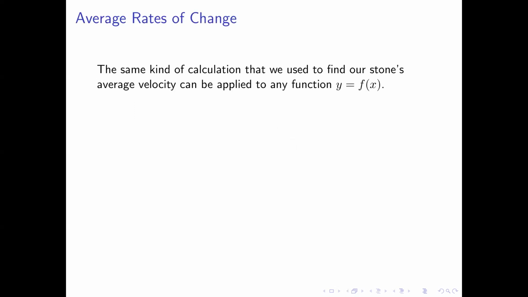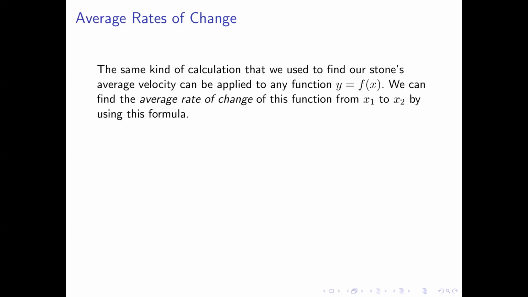Let's generalize this a little bit. We can do the same kind of thing to talk about the average velocity, or more generally, the average rate of change of any function. So let's say we have a function f, and it has an independent variable we'll call x, a dependent variable we'll call y. So y is always equal to f of x for some value of x. Here's a formula that will give us the average rate of change of our function from, say, x1 to x2, where x1 and x2 are any 2 values of x. It looks like this right here. f of x2 minus f of x1 over x2 minus x1.